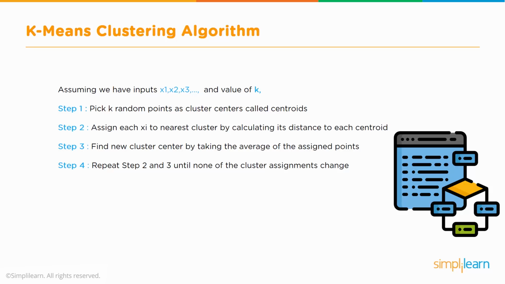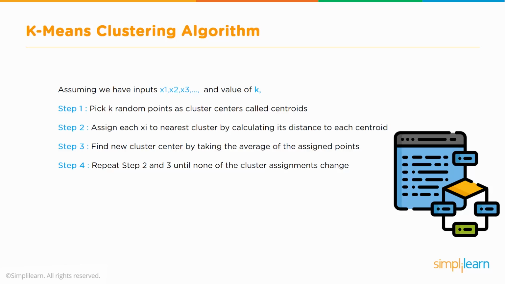Let's say we have x1, x2, x3, n number of points as our inputs, and we want to split this into k clusters, or we want to create k clusters. So the first step is to randomly pick k points and call them centroids. They are not real centroids because a centroid is supposed to be a center point, but they are just called centroids.